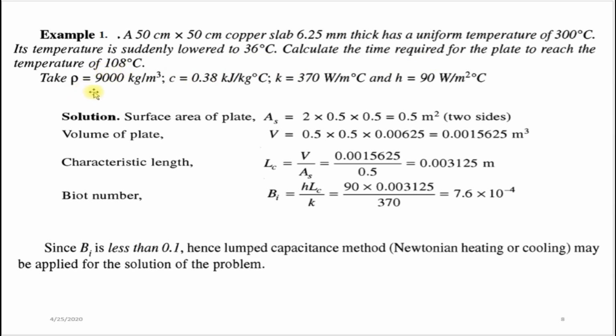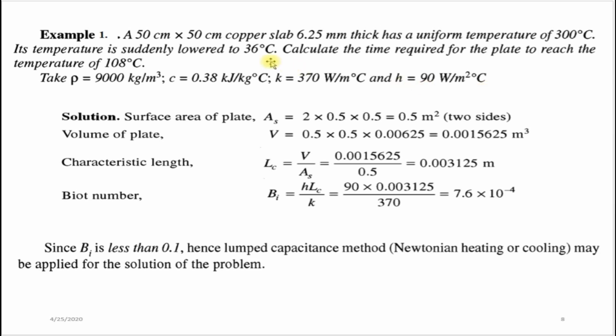Take the density as 9000 kg per meter cube, specific heat C as 0.38 kilojoule per kg Celsius, thermal conductivity K 370 watt per meter degree Celsius, and convective heat transfer coefficient H as 90 watt per meter square degree Celsius.